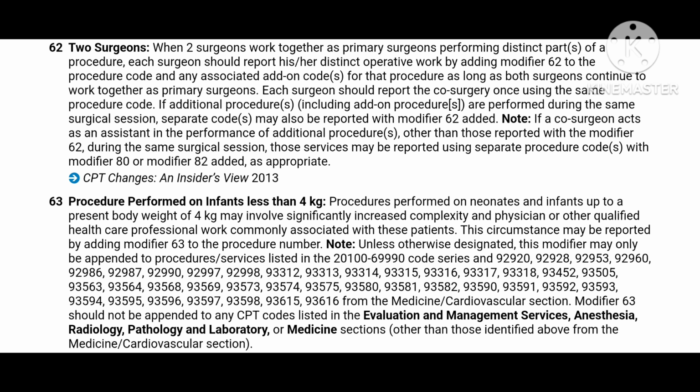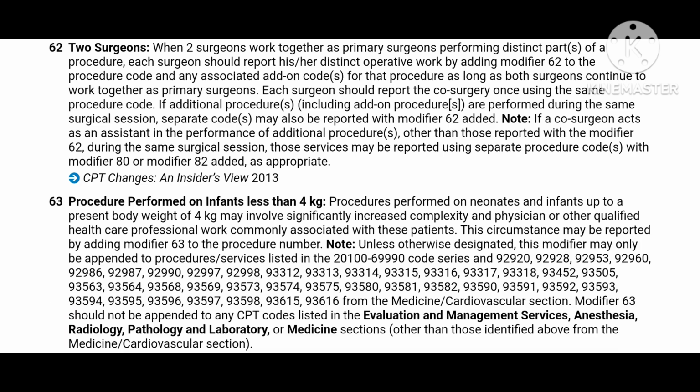If it is modifier 62, I have to report the code 2 times with modifier 62 and convey that two surgeons are performing the surgery. For example, this is related to the nervous system. With many procedures in the nervous system, we use this modifier 62.